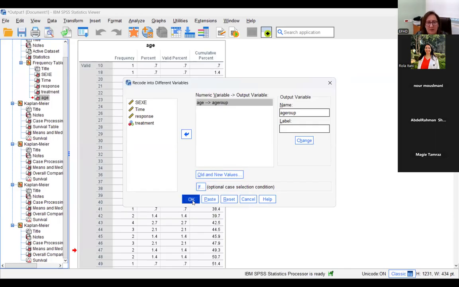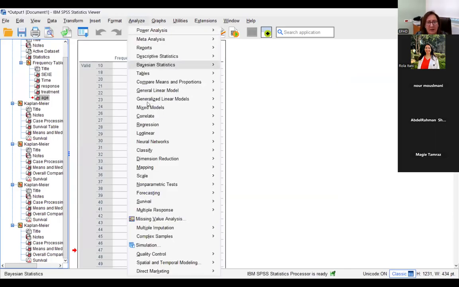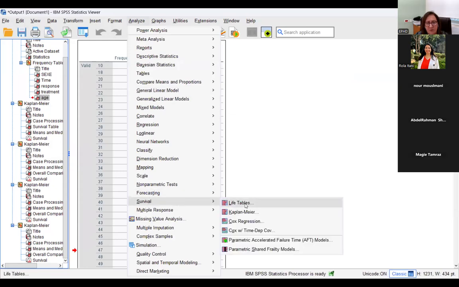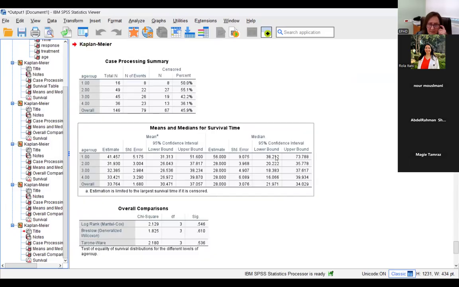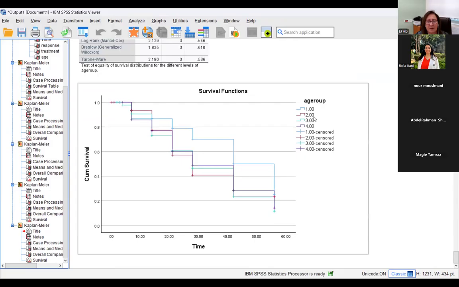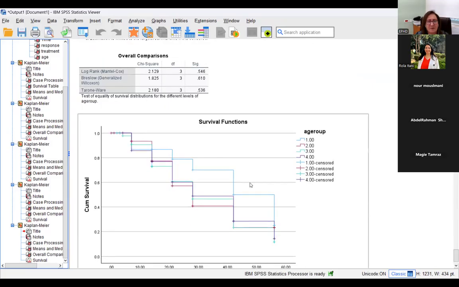So if I just say okay, and now I analyze and I do my survival by age group instead of sex. Okay, let's see what happens. Although there are some differences at the very end, the blue is the young people, which is evident that the young people have better survival.